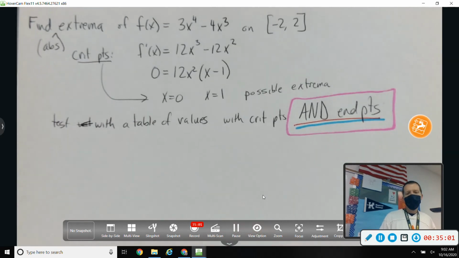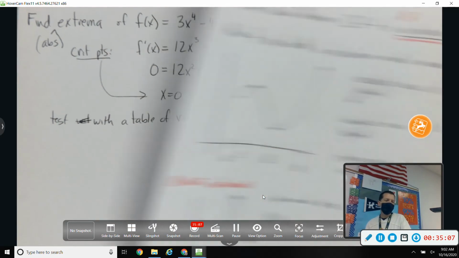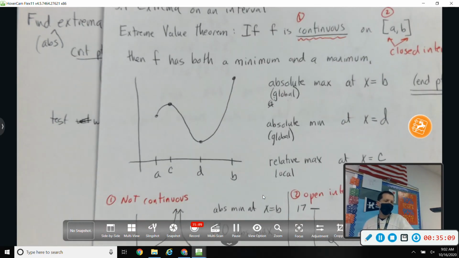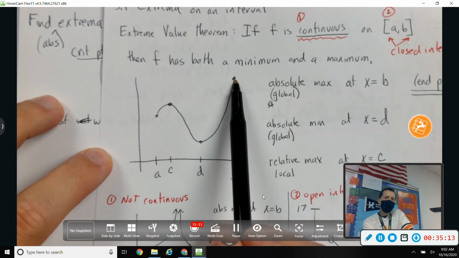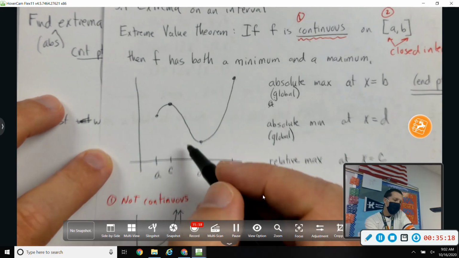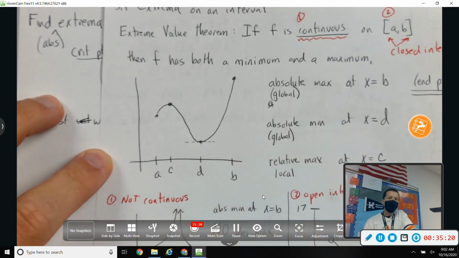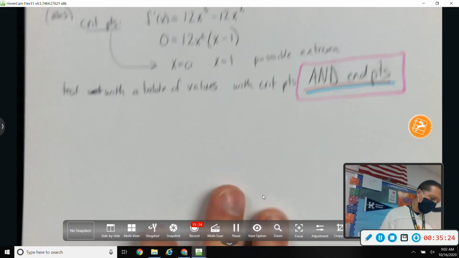So critical numbers, or extrema could be endpoints. That was the very first thing we saw, rewinding all the way back to the first picture we drew. That absolute max occurred at an endpoint, so we need to check that. The min didn't, but it occurred at a critical number. So when we make our table of values, we've got to include the endpoints.